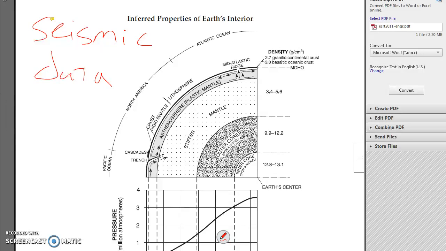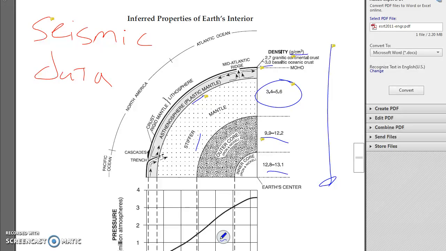First, let's take a look at the density of the different layers of the Earth. Well, as you increase depth within the Earth, what happens to density? It's increasing. You're starting with 2.7 and 3.0. That's to represent the difference between the continental and oceanic crust. Then we're looking at 3.4 to 5.6 grams per centimeter cubed. It says it right here. For the mantle overall, so that's both plastic and stiffer mantle. And then we're looking at outer core and inner core as higher as well.